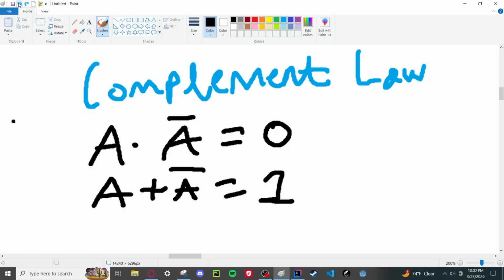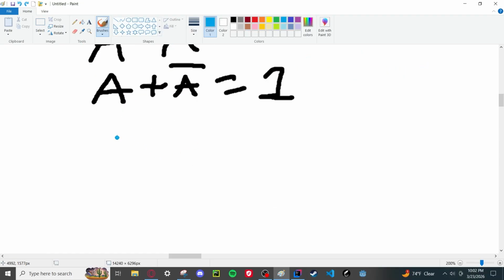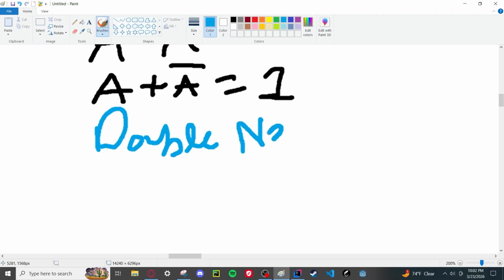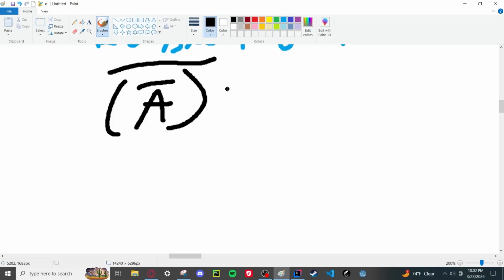Okay, let's move on to the next law, which is the double negation law. So double negation is pretty simple. It's kind of like you've heard of it in math. If you have two negatives, you know how they cancel out, it's the same concept. So if I had A, and then I NOTed it, and I took that whole expression and I NOTed it again, the NOTs would cancel out and you have A.